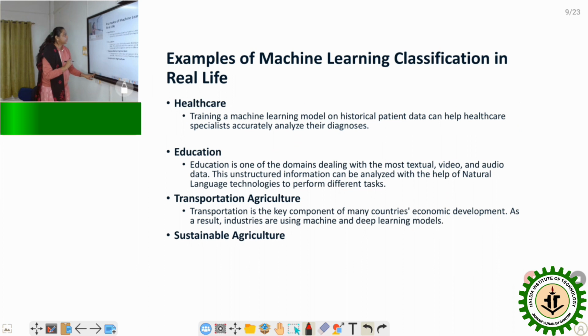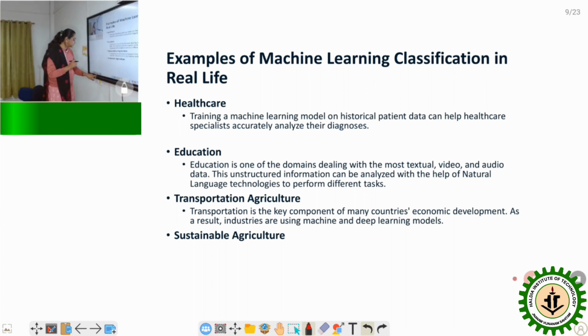Next, these are some examples where we can widely use machine learning classification algorithms in real life, such as in healthcare. Suppose we would like to predict a disease, or suppose we have some historical data and using this historical data we would like to categorize or predict some disease. In this scenario, we can use a classification algorithm. It is also nowadays widely used in the educational field, in transportation, agriculture, as well as the sustainable agriculture field.